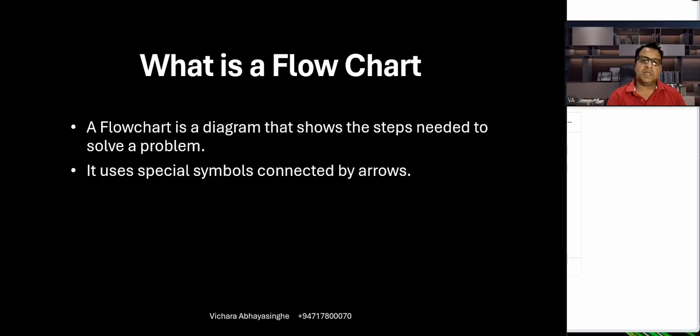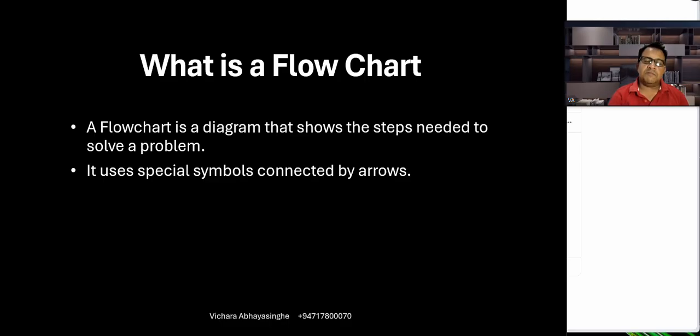This flowchart is very important to understand the flow of a system. System means when we consider in the computers input, process, output, we call this as a system. When you consider any process, we call that as a system. To understand this particular process, we can draw a flowchart. This is a pictorial representation.